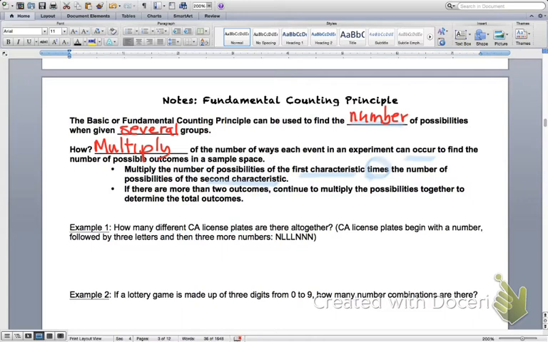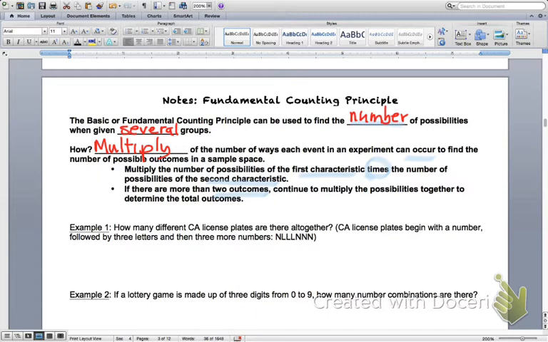And if there are more than 2 outcomes, we keep multiplying the next set of possibilities. So it's all just multiply the first amount by the second amount by the third amount, and we keep going if there are more. So let's go ahead and see an example of that in action where we're not drawing the tree diagram. So it says, how many different California license plates are there altogether?